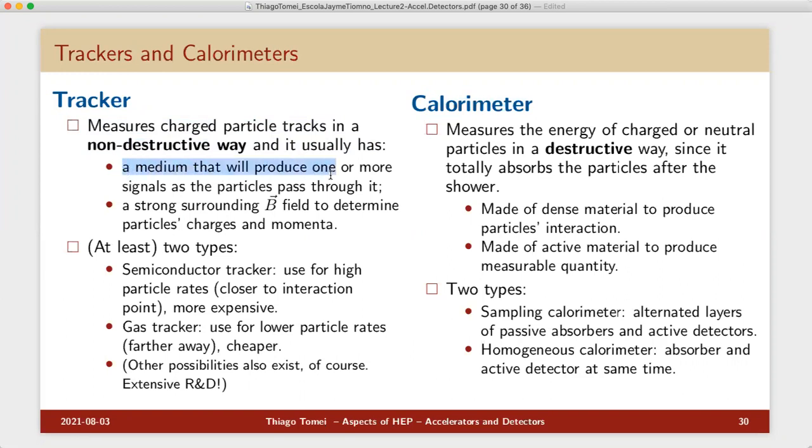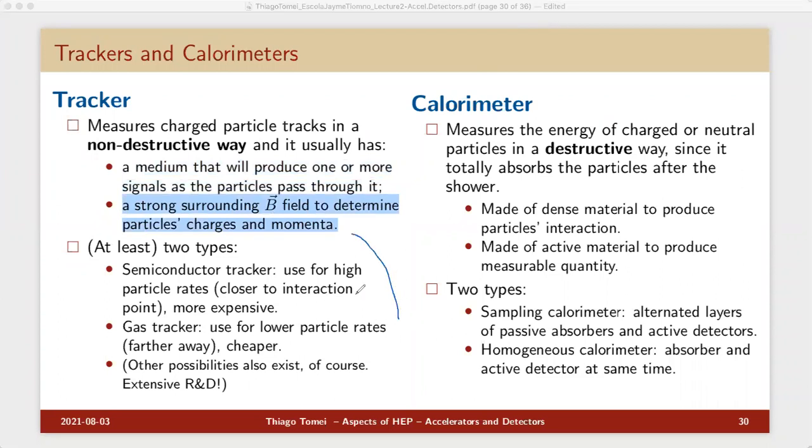So what's the thing? You have some kind of medium that will produce signals as the particles pass through it. So maybe a gas detector, maybe a silicon detector, maybe a scintillator, doesn't matter. And you put everything in a magnetic field. And then what this will do is that this will bend the particles, and you know that bending the particles, there is a curvature radius that if you can measure, you can get the momentum of this particle.